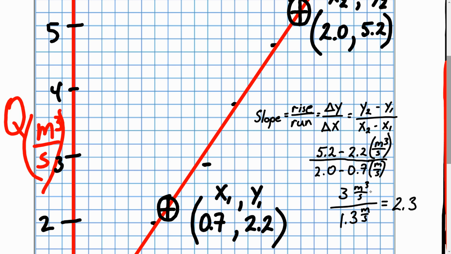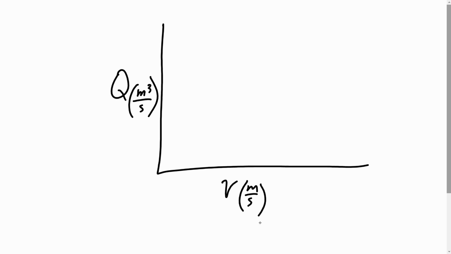2.3 meters cubed, wait a minute. Meters cubed divided by meter, that's meter squared. Second over second cancels. So all I've got is meters squared for a unit. What should be interesting about this is trying to figure out what this graph means. You've made a graph of flow rate in meters cubed per second versus velocity in meters per second. And what's fascinating, you got a slope of 2.3. So your slope is equal to 2.3 meters squared.